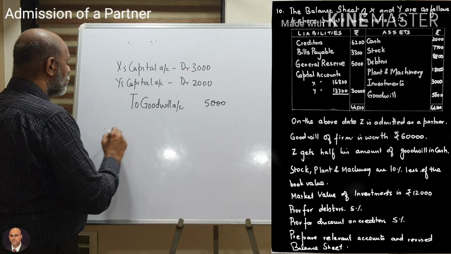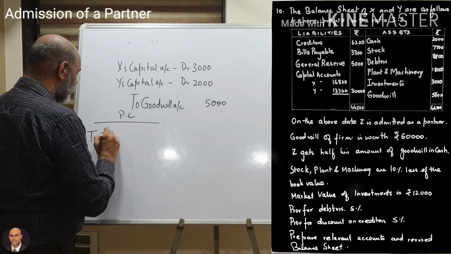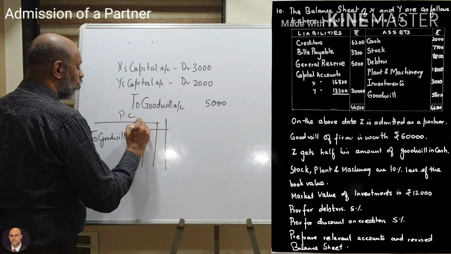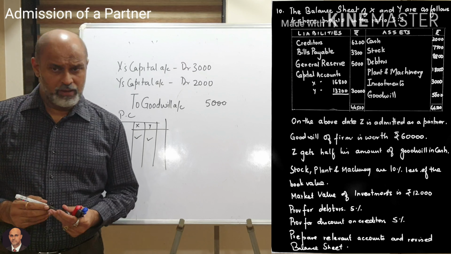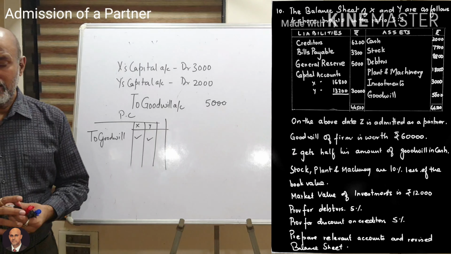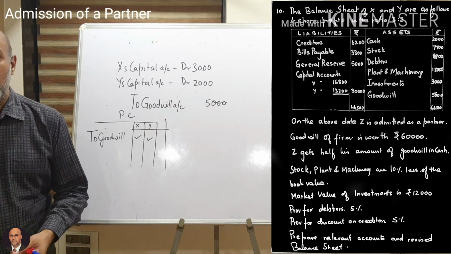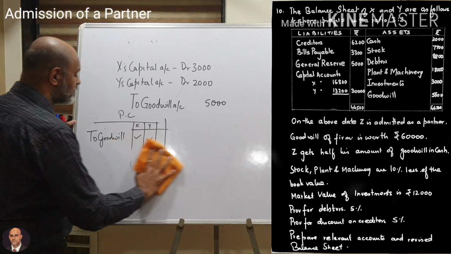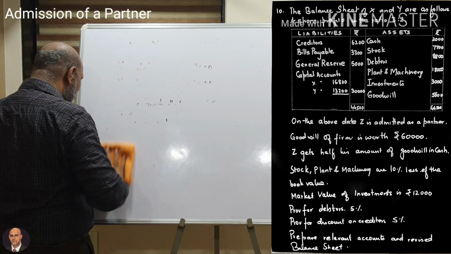So what do you do? You go to the debit side of your partner's capital account and write down 'to goodwill' and distribute it amongst the old partners X and Y. The figures will come here and here. Fine. So let us discuss the adjustments which are there below the balance sheet. Below the old balance sheet, the balance sheet which is given in the sum, whatever are the adjustments, let us discuss that first.